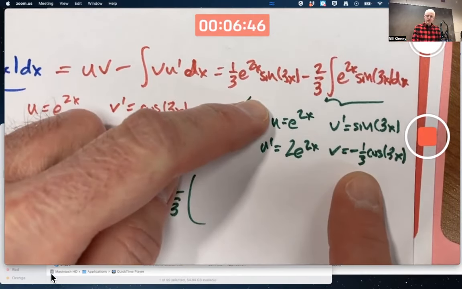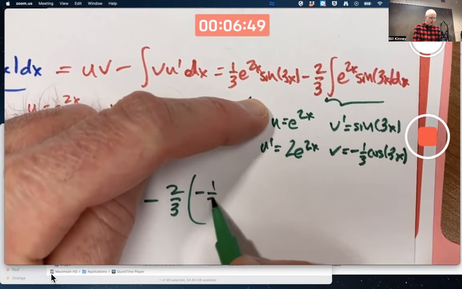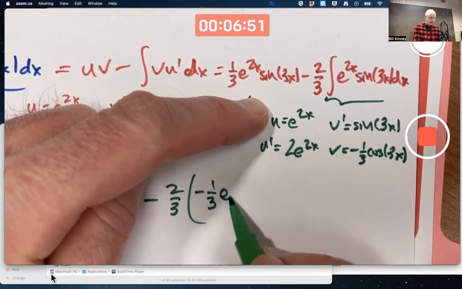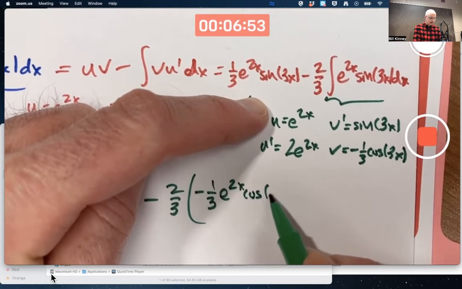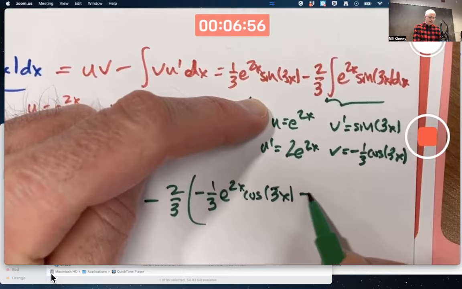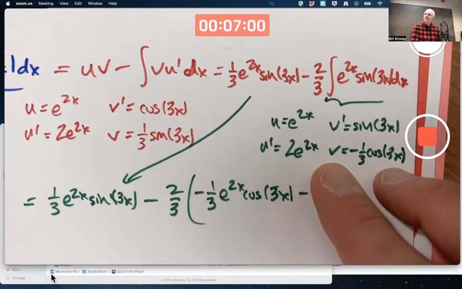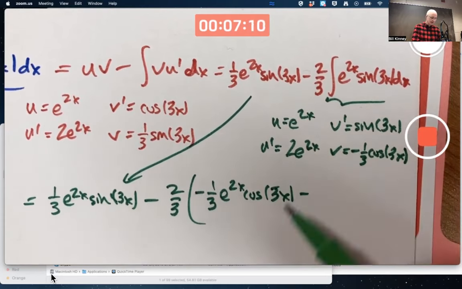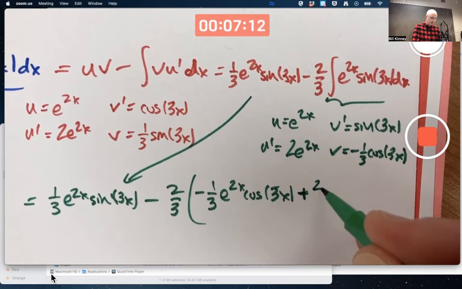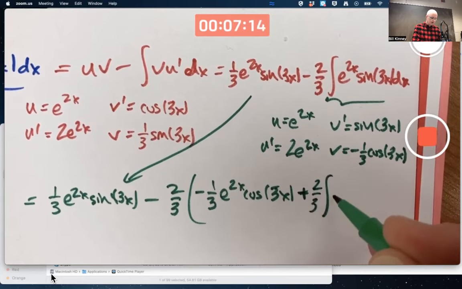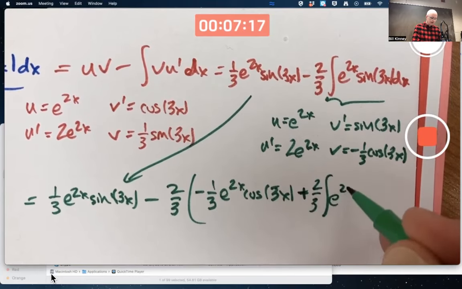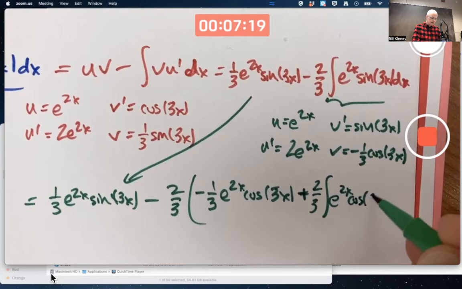The product of these two, u and v, is negative 1/3 e to the 2x cosine of 3x minus the integral of the product of these two things. You see you're going to have two minus signs. That's going to make a plus sign. We're also going to have a 2/3 that can once again be factored out. Two minuses again make a plus. This is going to become a plus 2/3 integral e to the 2x cosine of 3x.